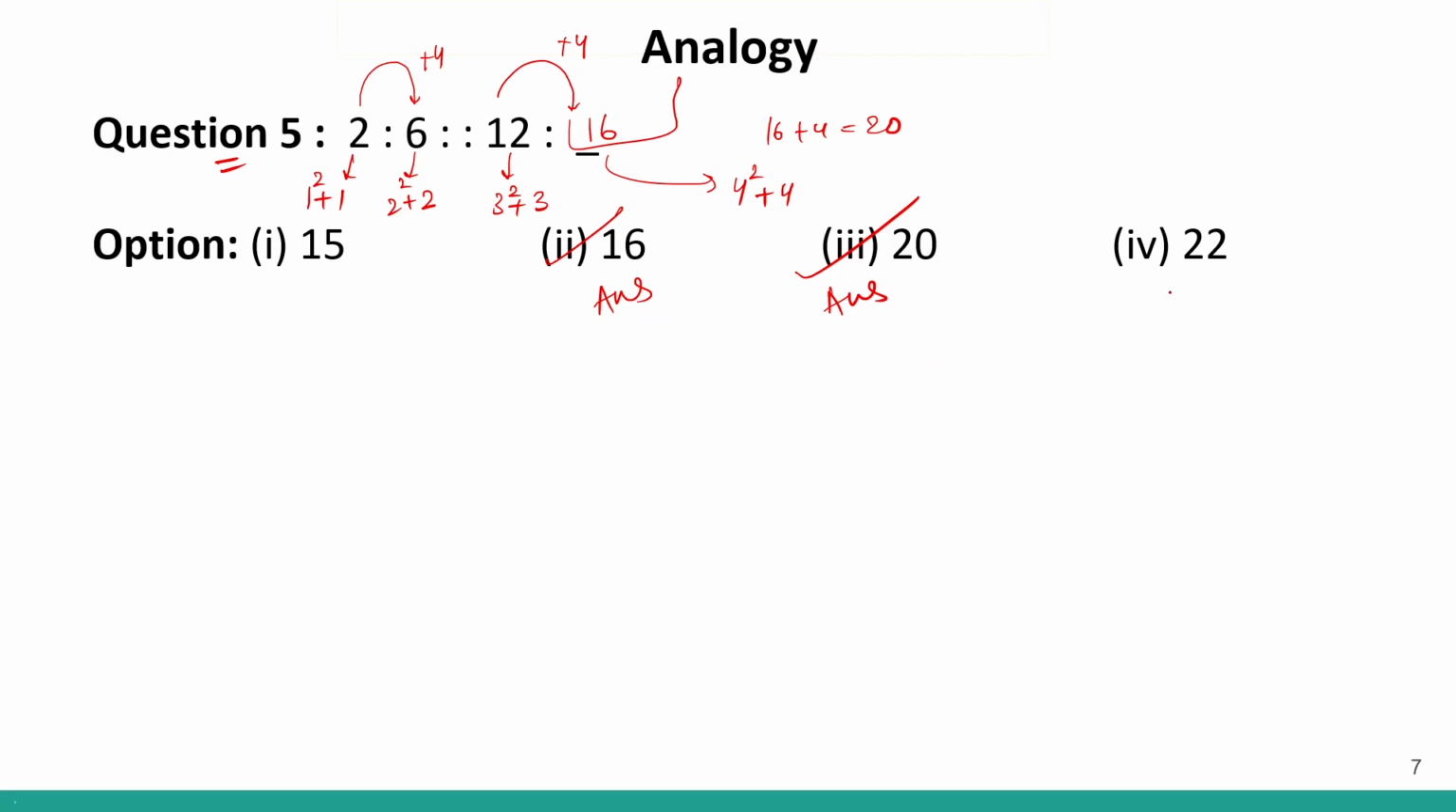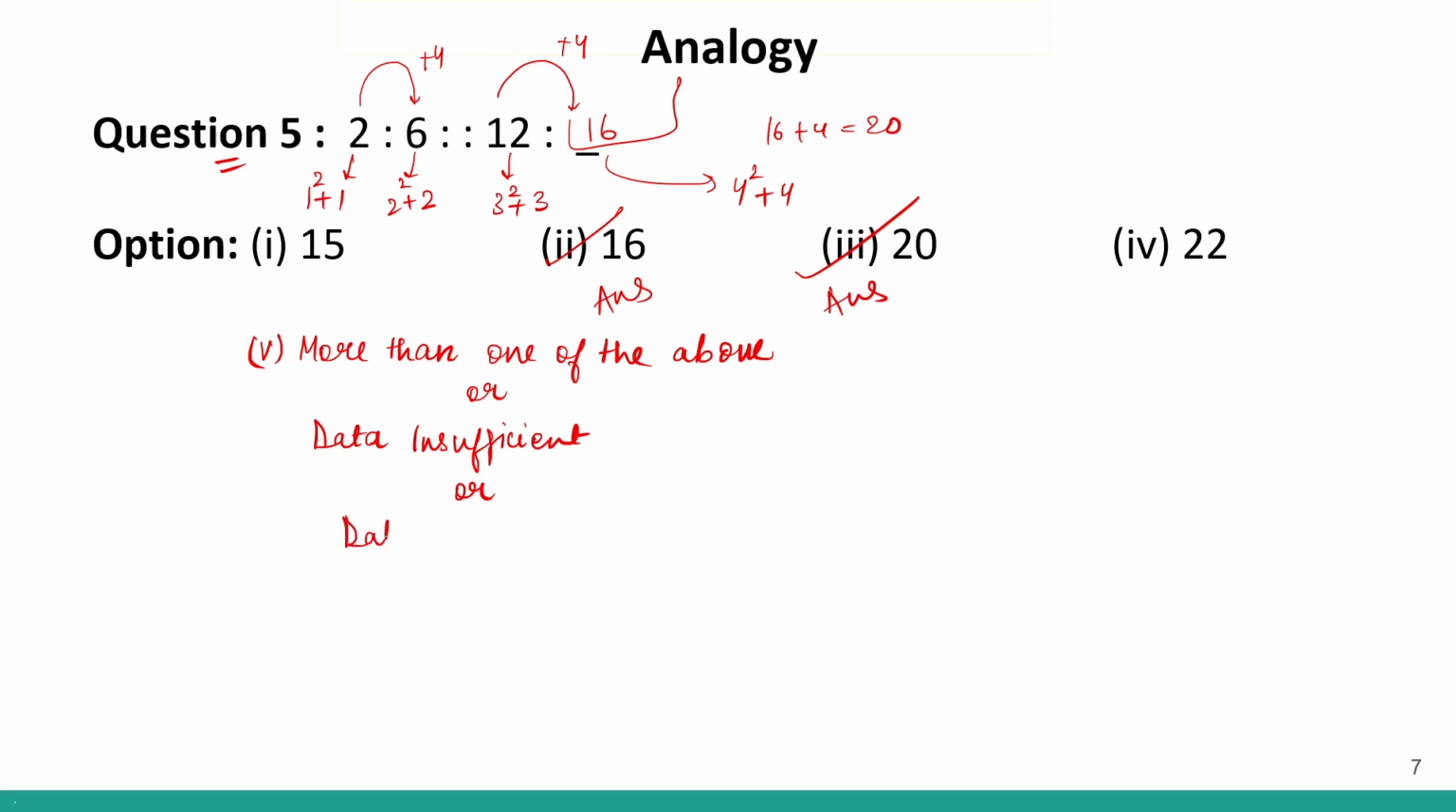Or if such a situation arises where you can have more than one logic, where you can have more than one answer, in that case, there will be a fifth option that will say more than one of the above. It could say this, or it could say data insufficient, or it could also say data inadequate. Correct? So either of these options you can get.